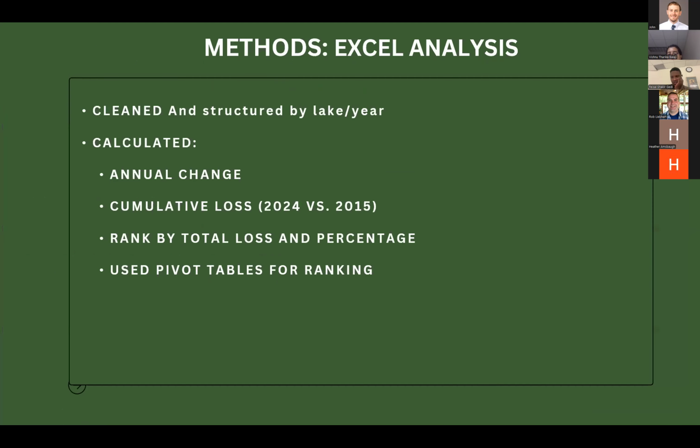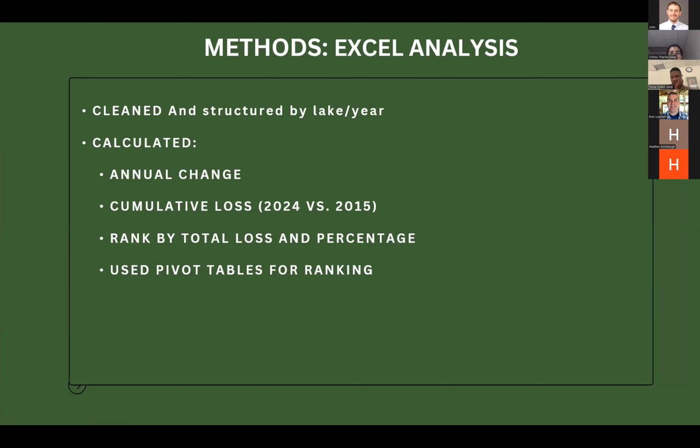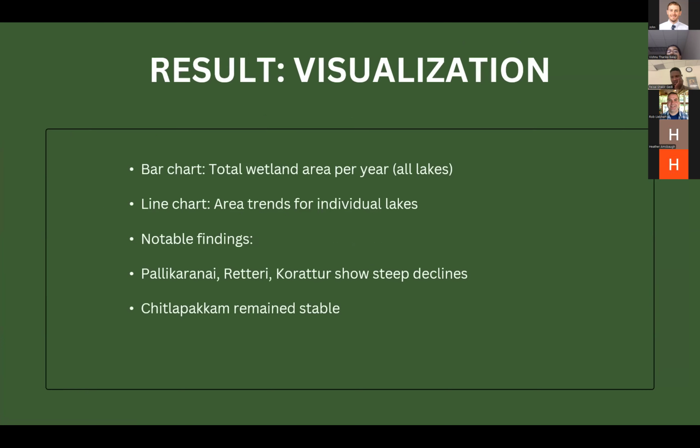Once I exported my attribute table to Excel, I cleaned and structured all of my data. And then I calculated the annual changes and the cumulative loss, like 2024 versus 2025. And also I ranked the loss by percentage. I also created a few pivot tables. And for visualization purposes, I created a bar chart and a line chart.